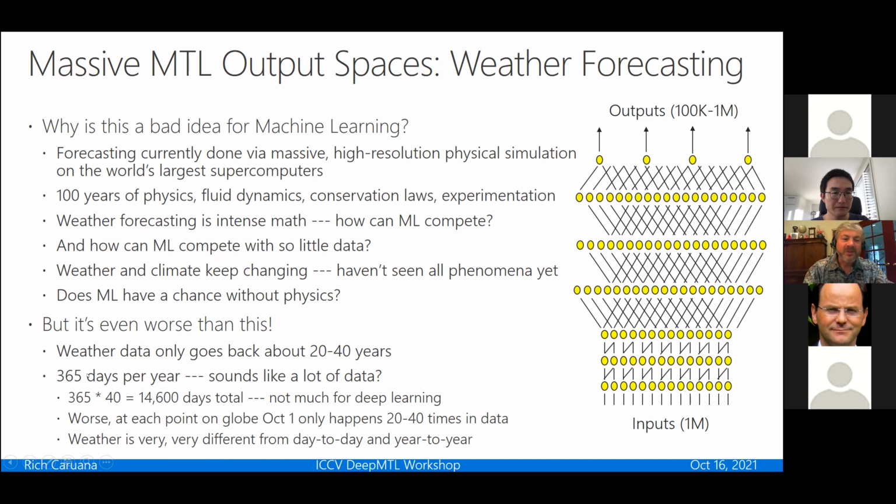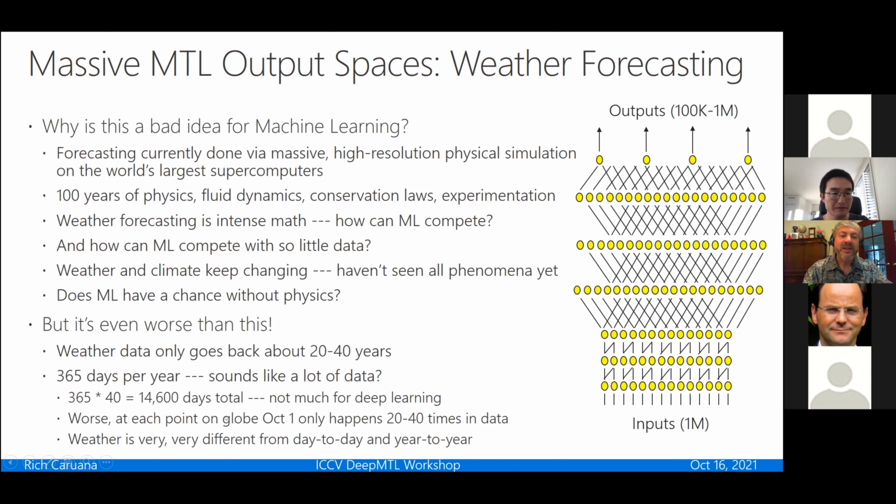Now you think, there's 365 days per year. That's a lot of data. Well, it turns out if you take 40 years times 365 days, that's only 14,000, 15,000 days. That's not a lot of data for training a deep learning net.